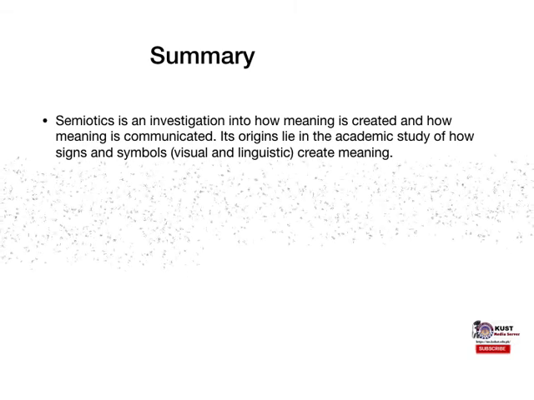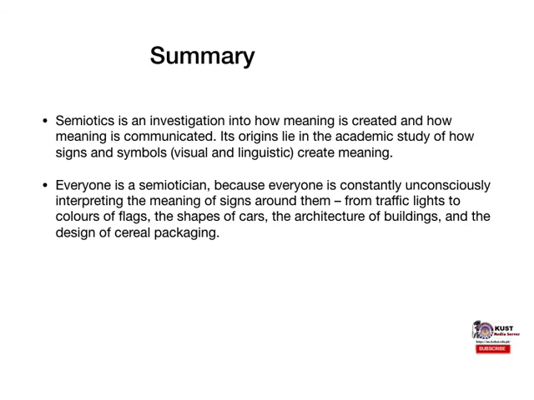And then everyone is a semiotician, because everyone is constantly interpreting the meanings of signs around them, from traffic lights to colors to the shape of cars to the architecture to the designs of packaging. All these things create meanings. For example, if you look at the colors, what does a different color mean? Colors can have an impact. You can wear bright luxury clothes in weddings, but you can't do the same towards a funeral. You just wear differently in funerals. What does it reflect? Yes, it means that colors have meanings, things have meanings.